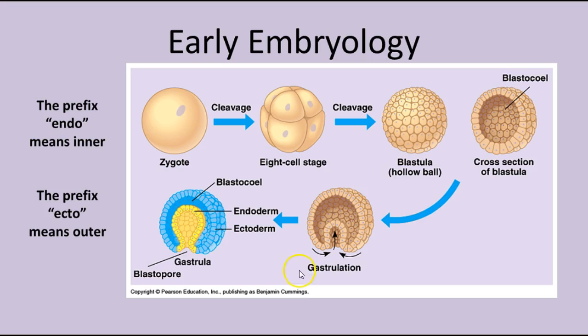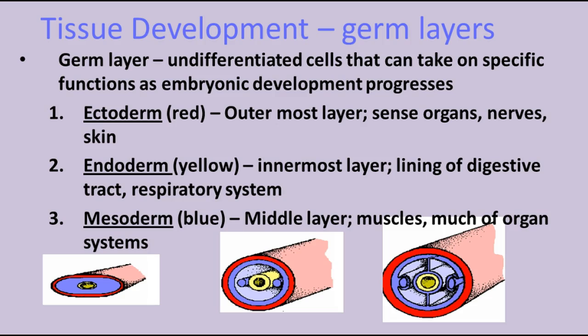Gastrulation, gastro, that prefix is stomach or gut, and we'll talk about more of that later. Ectoderm, shown here in red, is going to be the outermost layer. Endoderm is going to be in yellow, the innermost layer, and mesoderm is going to be the middle layer. This is giving you what these turn into. It's not important for your test.